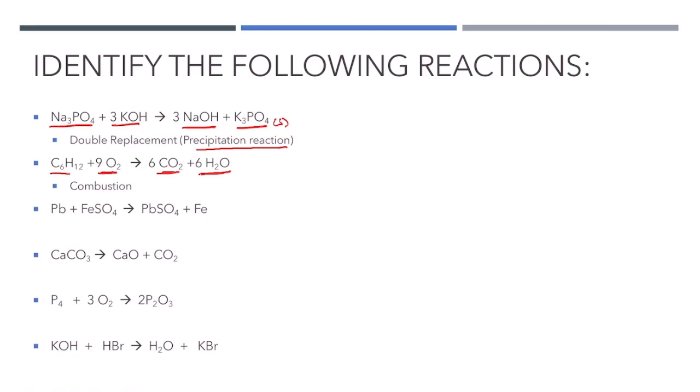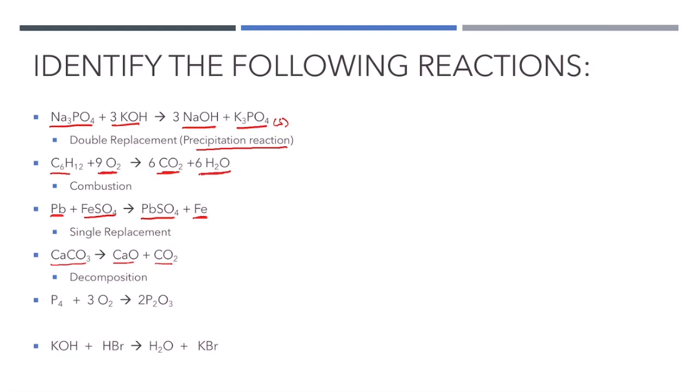All right, the third equation down here, that's going to be single replacement because we've got lead by itself here, and then we've got iron sulfate, and those are going to react and form lead sulfate, and then iron is now going to be by itself. So lead displaced iron in this reaction. All right, the fourth equation is going to be decomposition because we are starting with one chemical substance, and that is breaking down into two other smaller chemical substances.